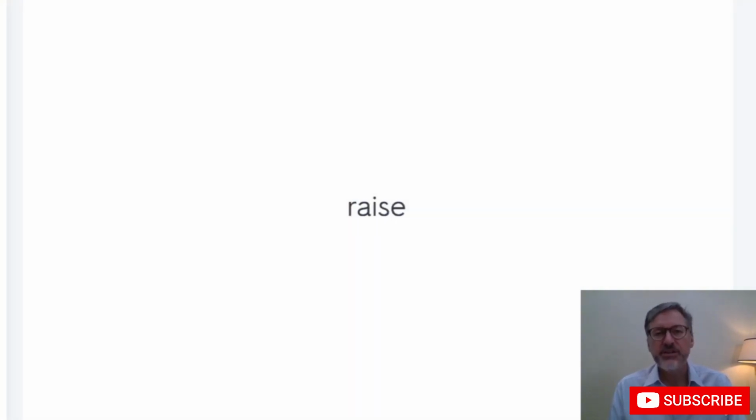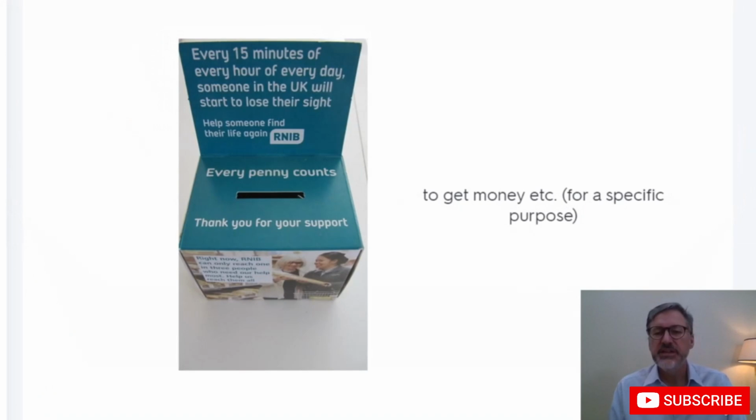Raise. This has a financial meaning. To raise something is to get money for something, for a specific purpose. Raise money for your new business. Raise money, here the picture is, for a charity. To raise money, to make money.